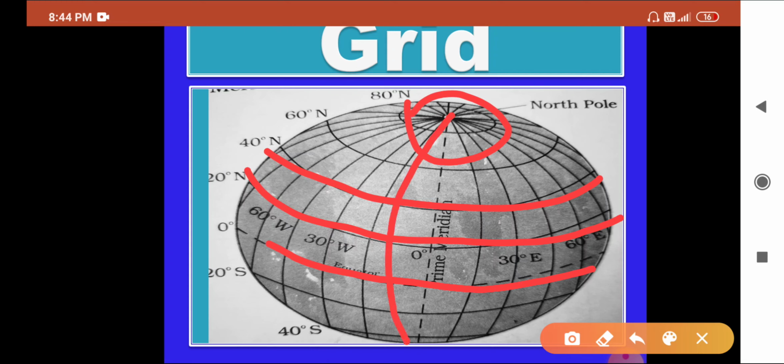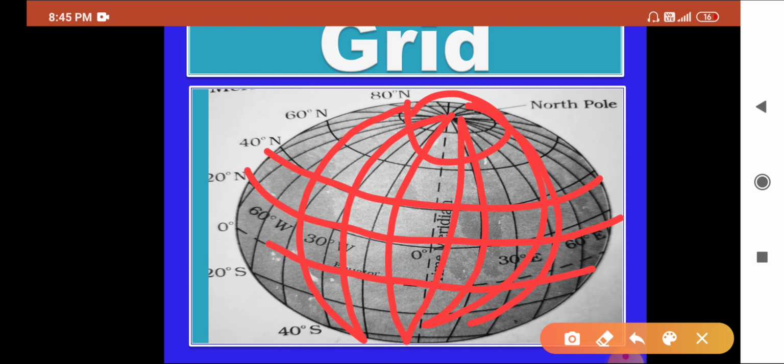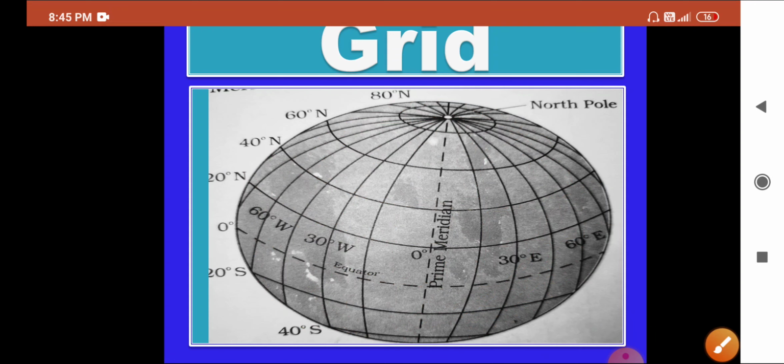This you have to understand, that these longitudes meet at the pole. There are 360 longitudes. These longitudes are of same length. There is no difference in the length of these longitudes. All longitudes are of same length. Means whether it is 1 degree or 180 degree. They run in the north to south direction.